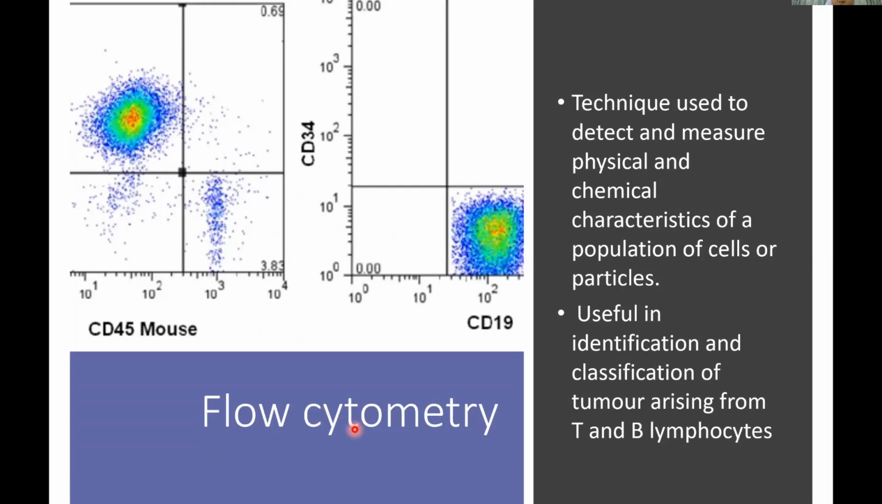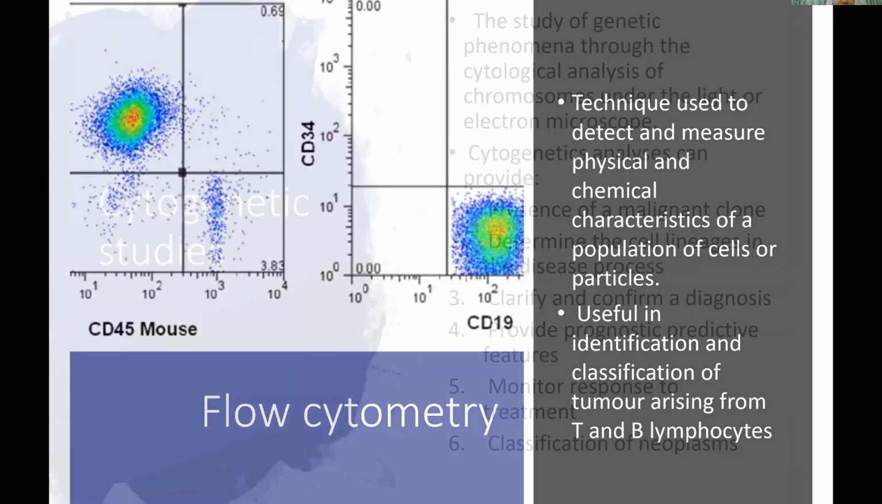Okay, this is flow cytometry. Flow cytometry is basically a technique used to detect and measure physical and chemical characteristics of a population of cells or particles. It is useful in differentiating the B and T abnormal lymphocytes. So meaning that we want to subtype the lymphoma or leukemia into B and T, and the B and T also have many subtypes below that. So we need to do a complete flow cytometry so that we can give the final diagnosis of lymphoma and leukemia.